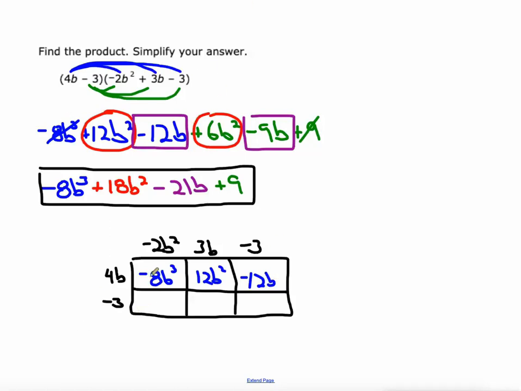And then the green pieces came when we did negative 3 times negative 2b squared, which is 6b squared. And negative 3 times 3b is negative 9b. And negative 3 times negative 3 is positive 9. So there's the blue and green pieces. As far as the combining of like terms, there's the b squared terms, and there's the b terms that could be added together. So negative 8b cubed plus 18b squared minus 21b plus 9.